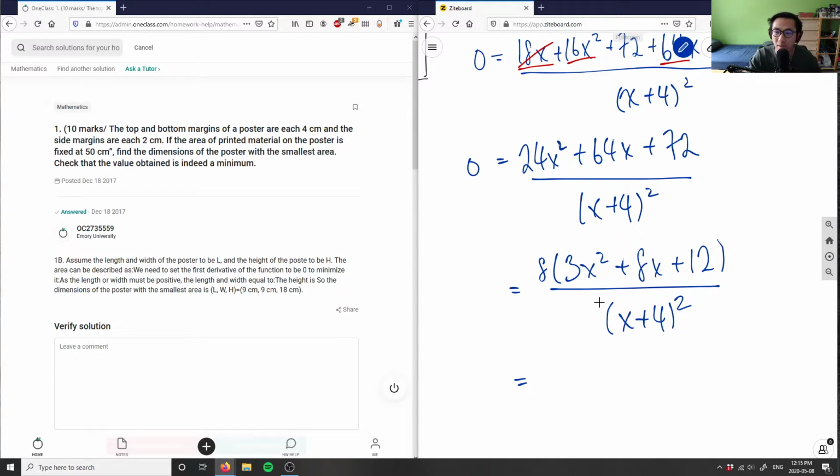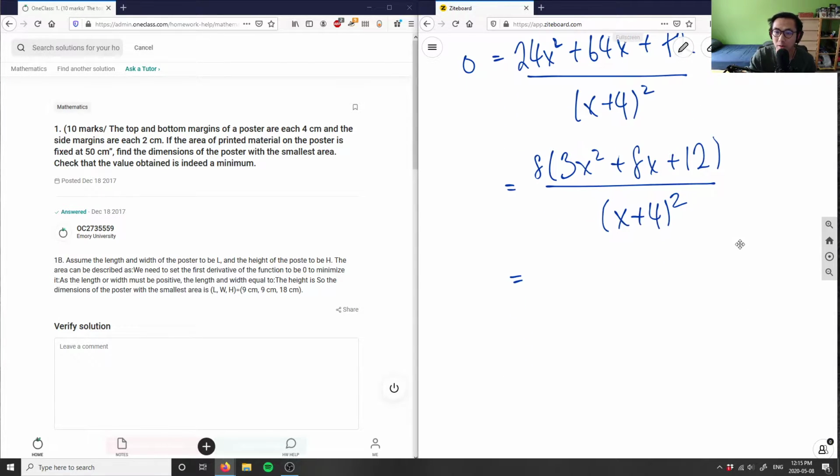This here now, I'm simply just factoring this top part, right? So I can do decomposition. So the product of 3 times 12 has to add up to 8. So 36 has to add up to 8. Let's see. I don't know if this is actually factorable. So yeah, I don't think this is actually factorable.